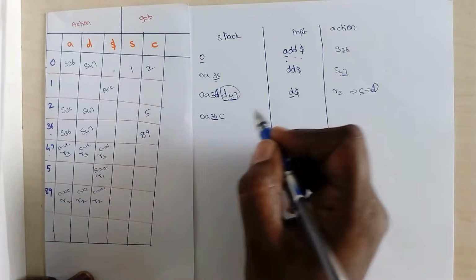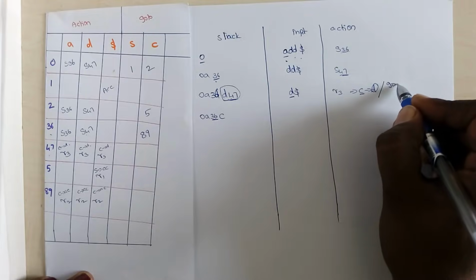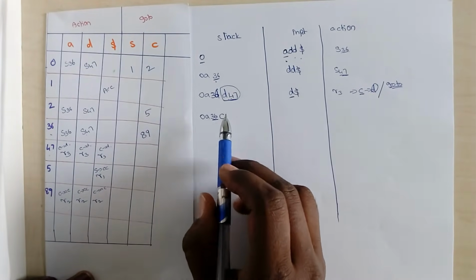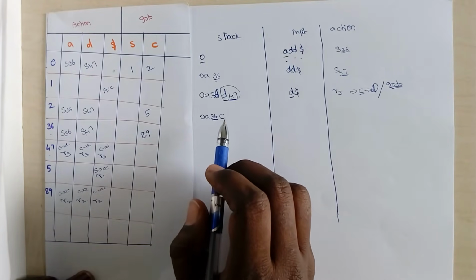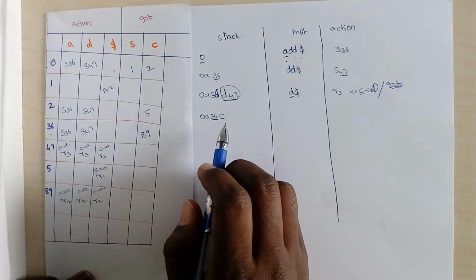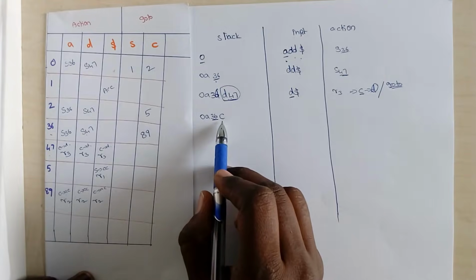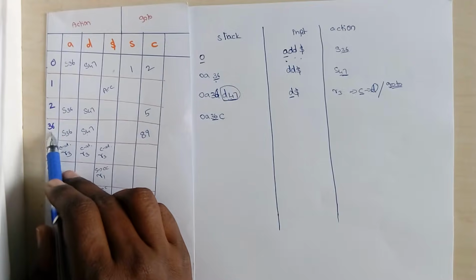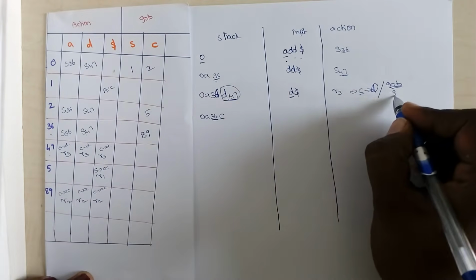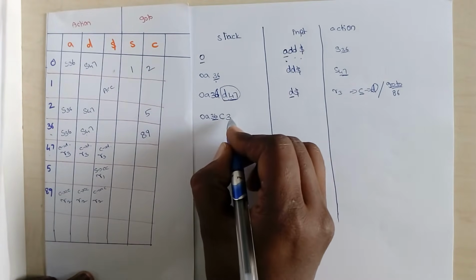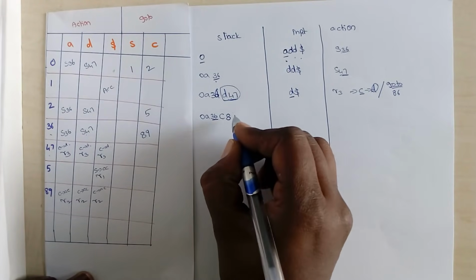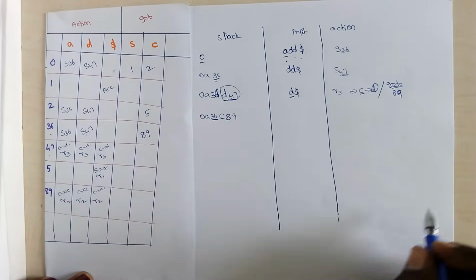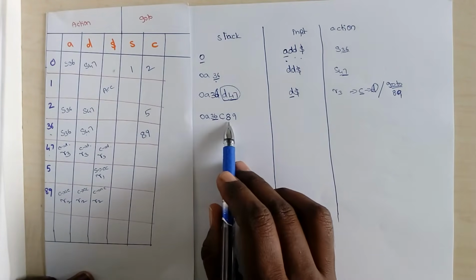Now each and every reduce operation is followed by a goto operation. We have to check what is there in 36 comma C. Always remember that the topmost element of the stack should be a state, not a variable or a terminal symbol. So 36 comma C is 89. So we have to make a transition to the 89 state.